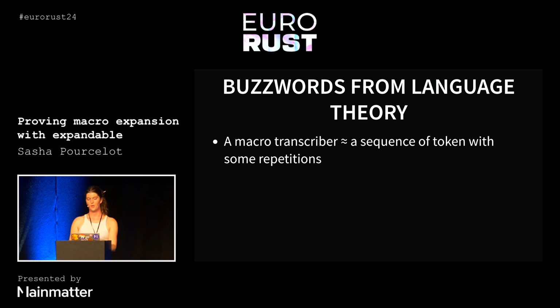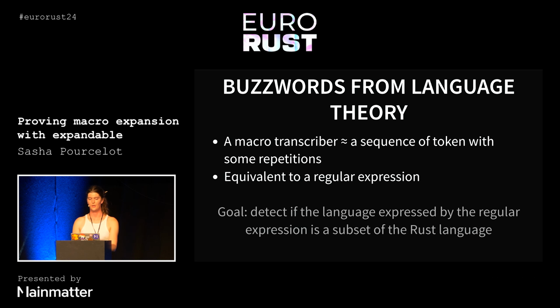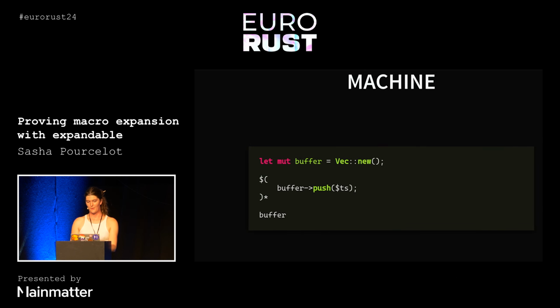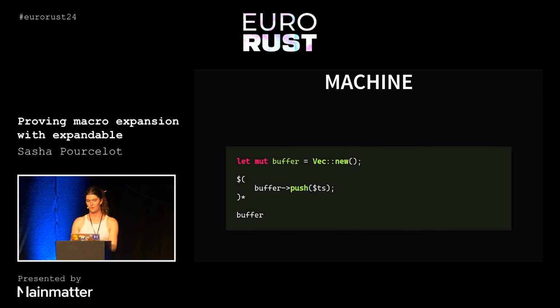First, the macro transcriber is actually just a sequence of tokens with some repetitions in it. This means it is roughly equivalent to a regular expression. So now we have a more defined problem. We want to detect if the language expressed by the regular expression is a subset of the Rust language or not. Then we can build a state machine from every transcriber.